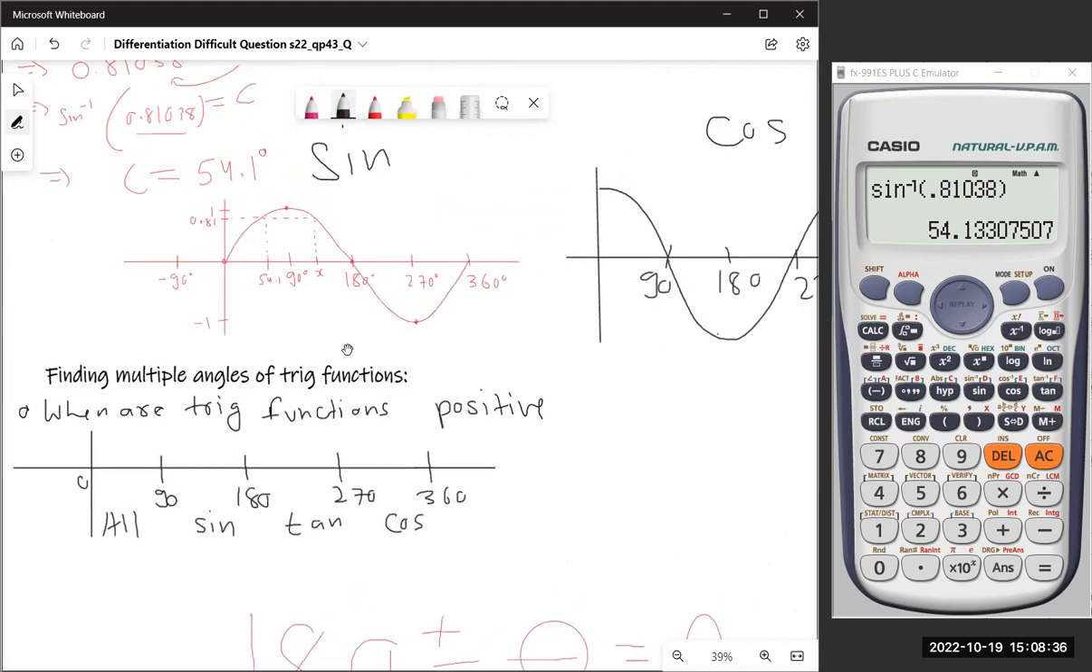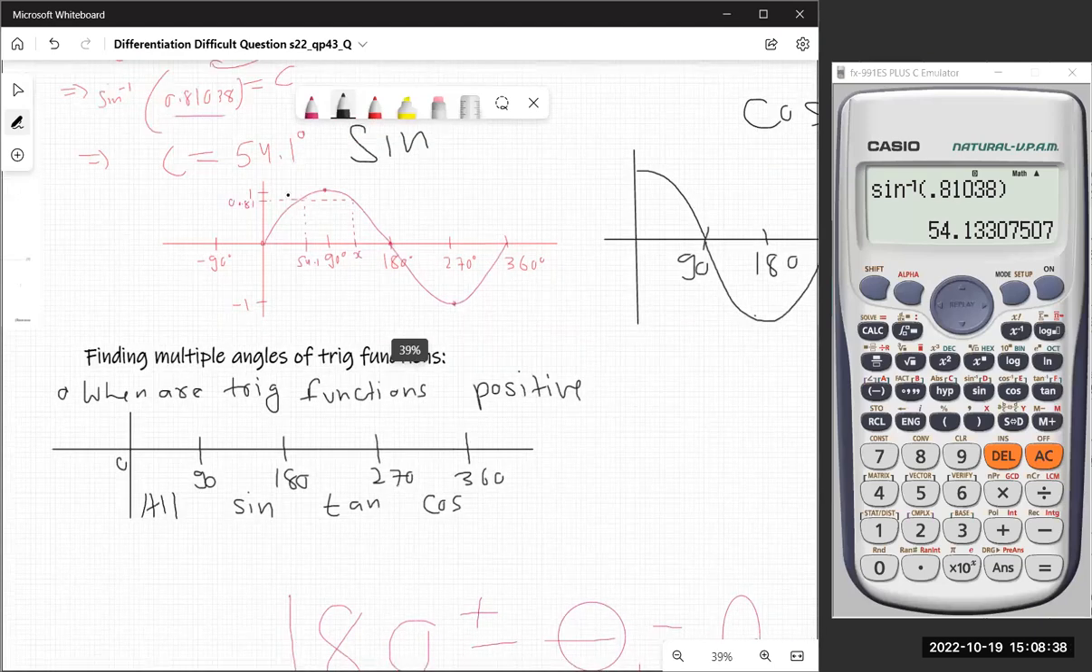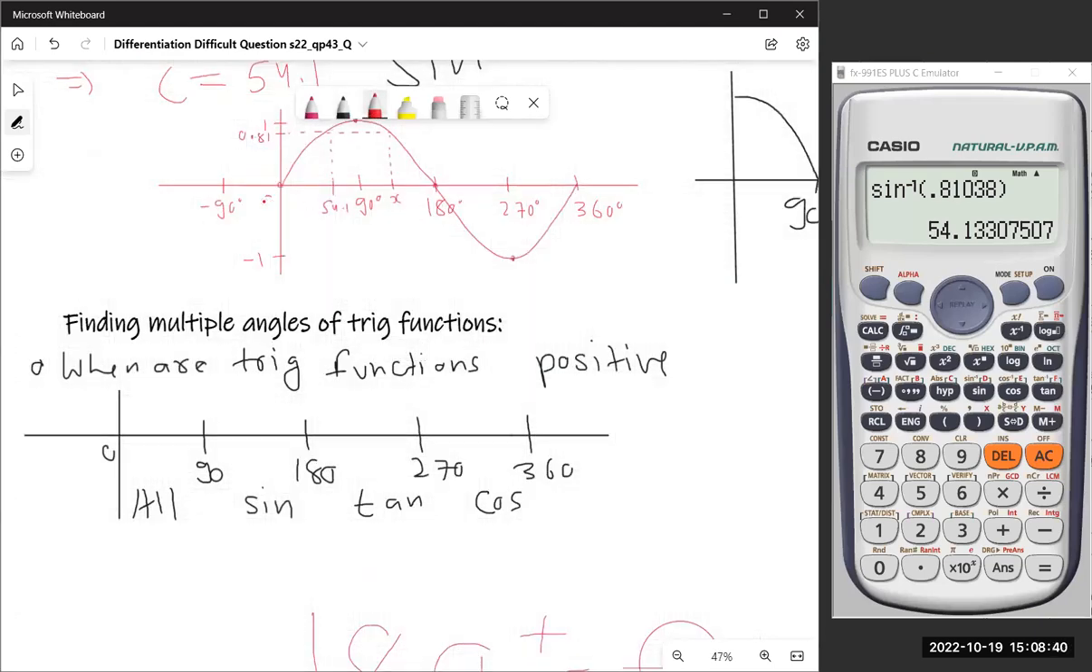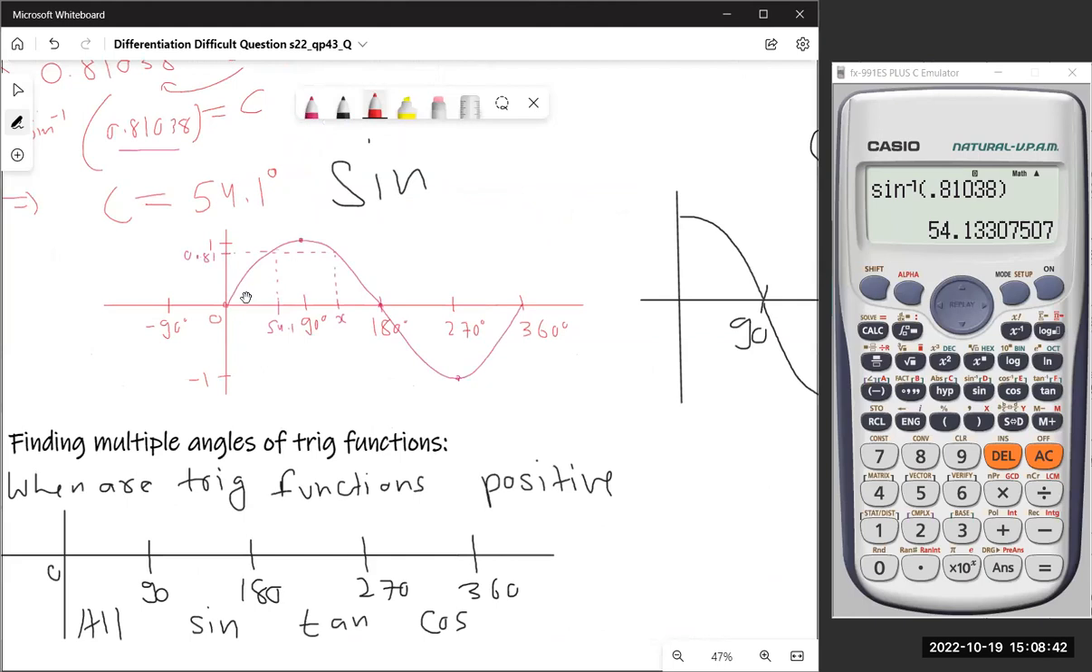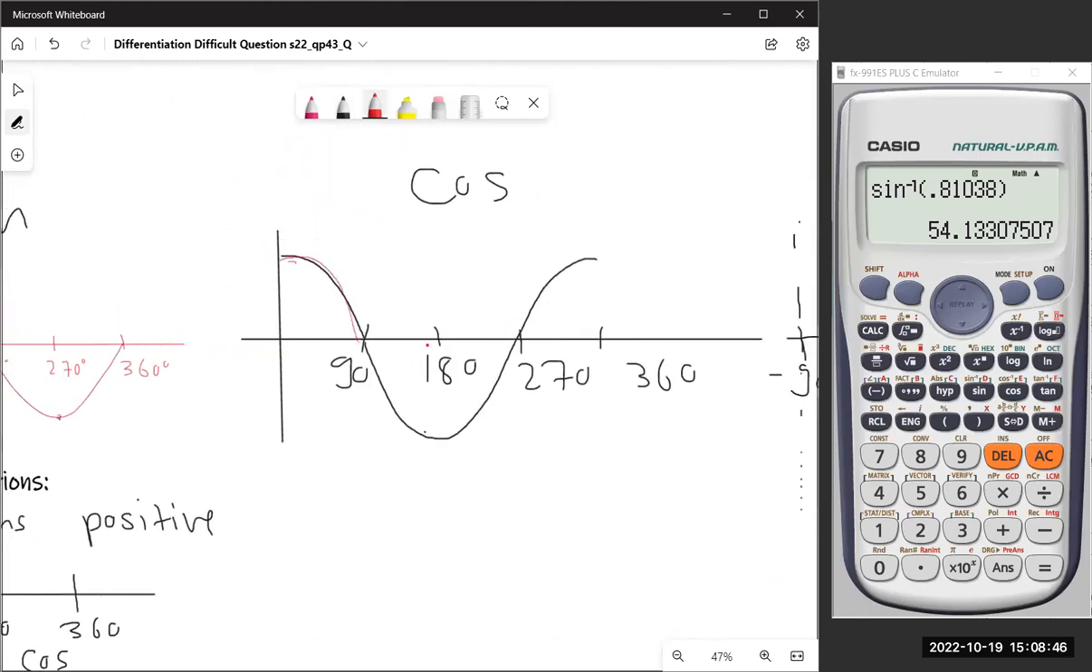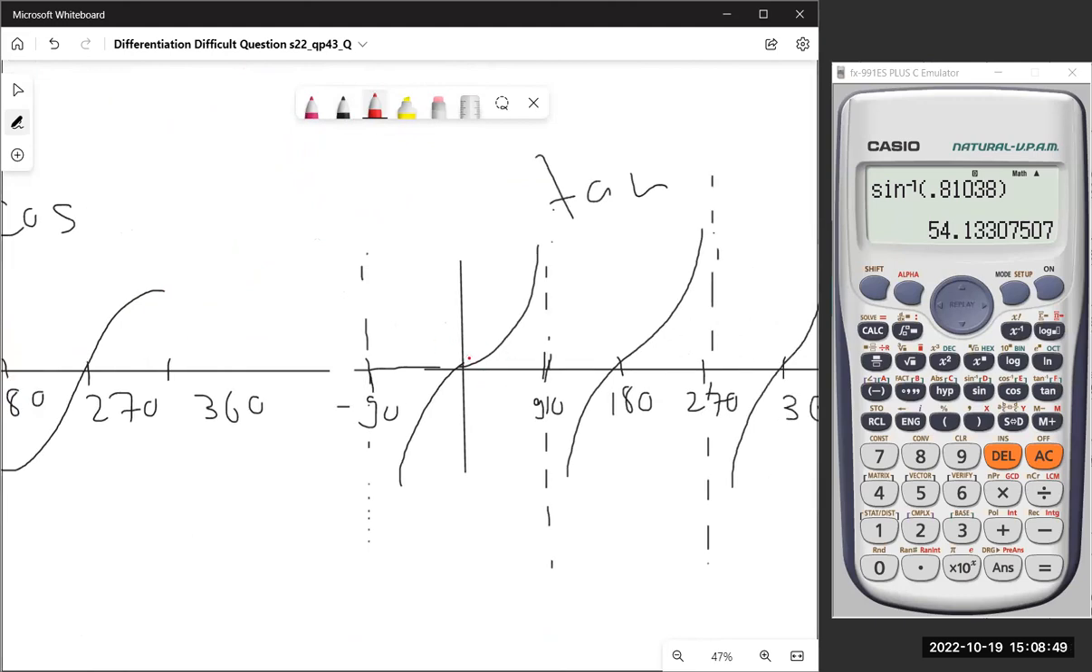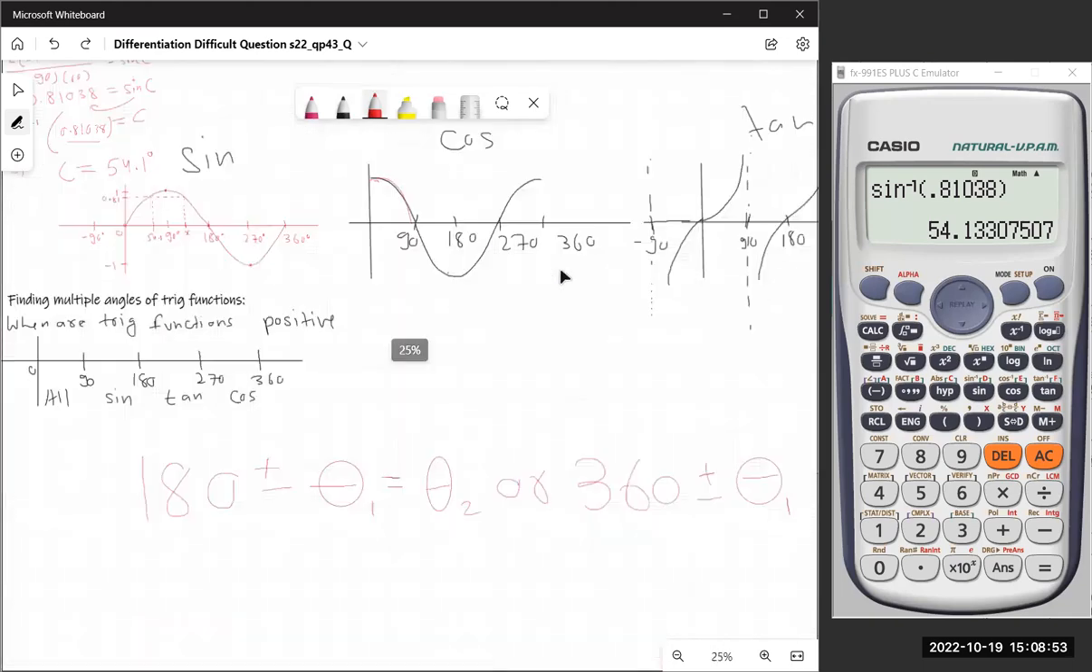Now for sine is positive in the first. All of them are positive from 0 to 90. From 0 to 90, all of them are positive. Look, sine is above the graph. Cos is also above the graph right here. It's positive. And tan in 0 to 90 is also above the line right here. Yeah. All of them are positive.